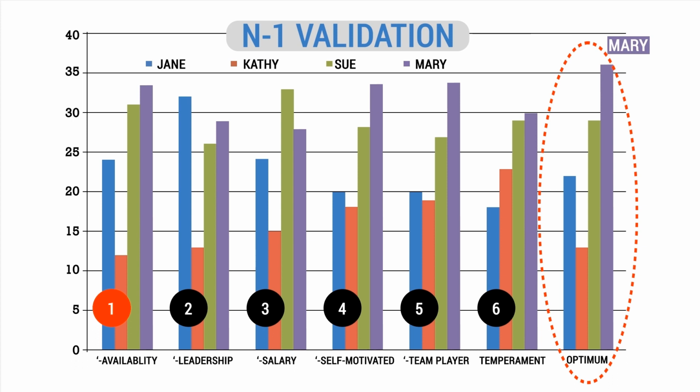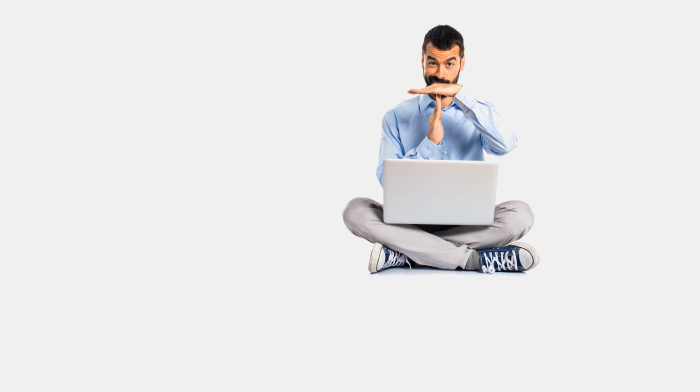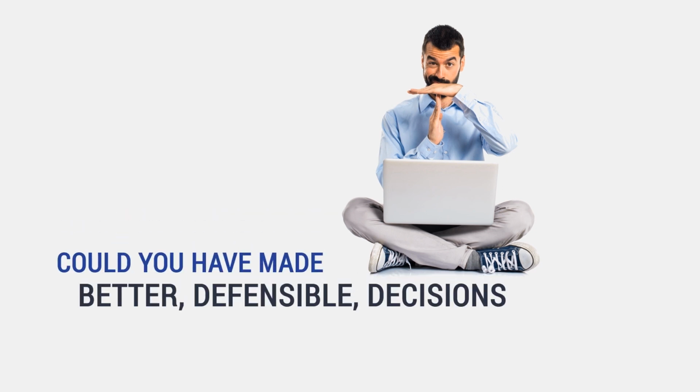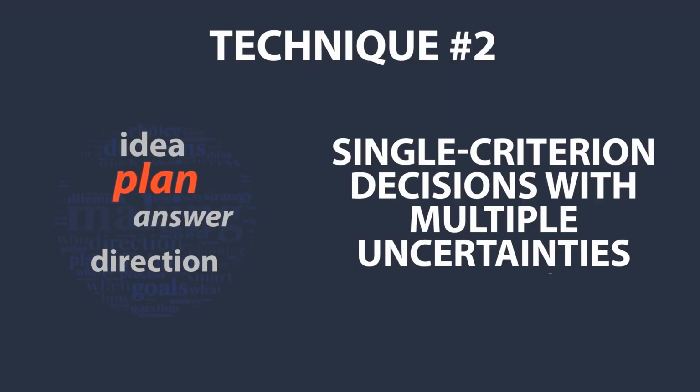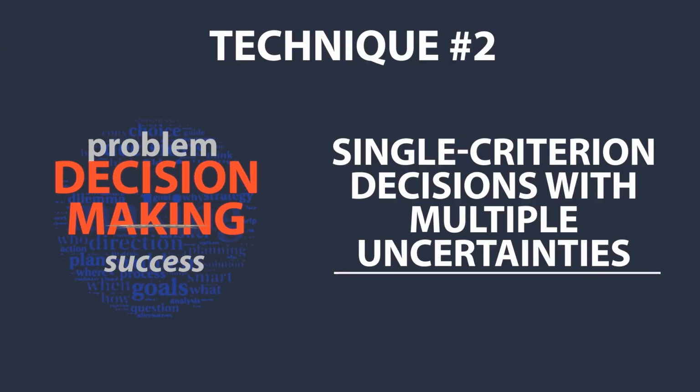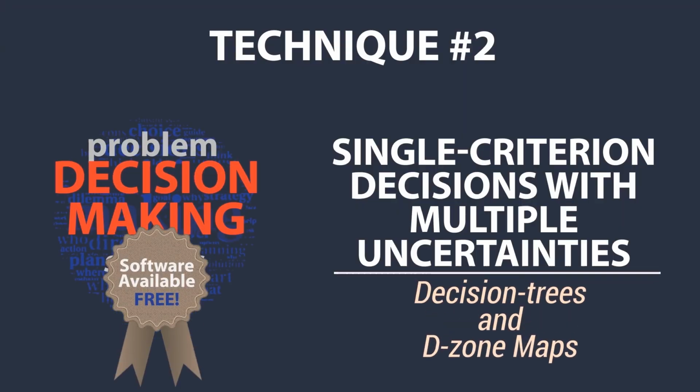Here we have removed availability. Here we have removed leadership. And here we have removed salary, etc. And if salary is not an issue, Sam is a far better candidate. Could you have made better defensible decisions relying on common sense alone? Probably not. Single criterion decisions with multiple uncertainties using decision trees and D-zone maps.